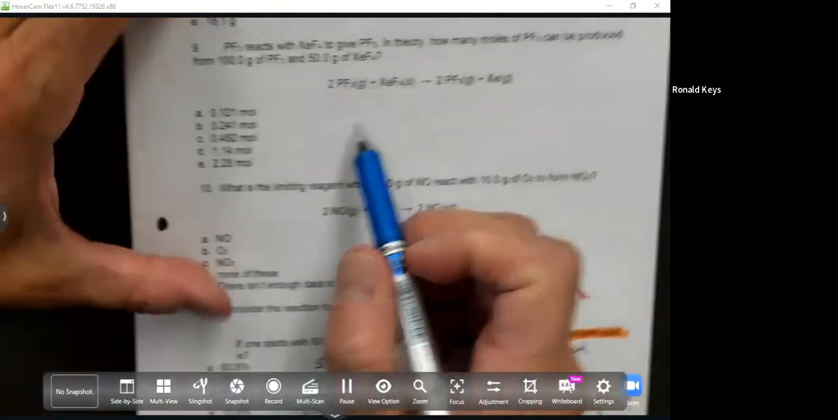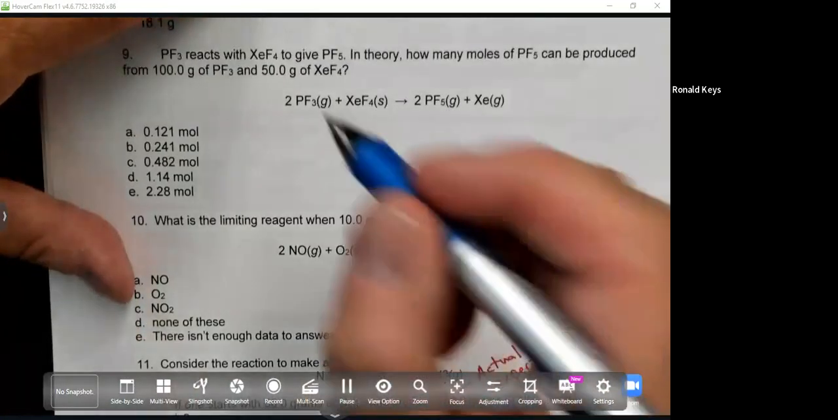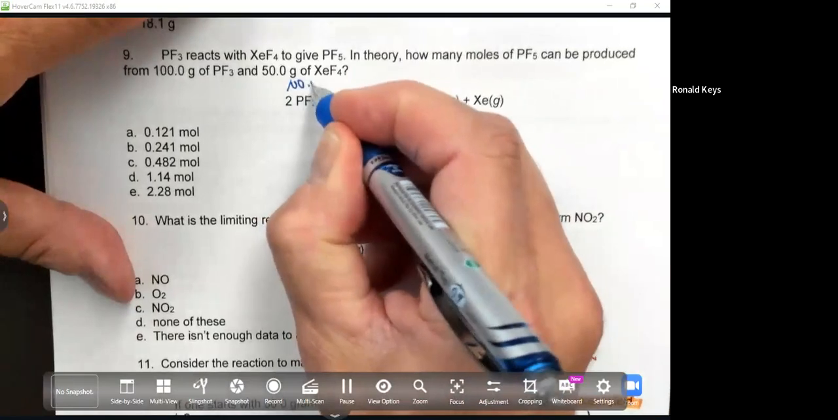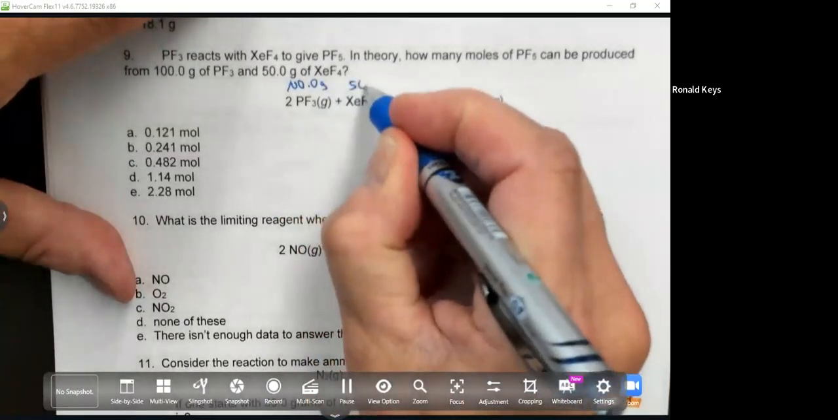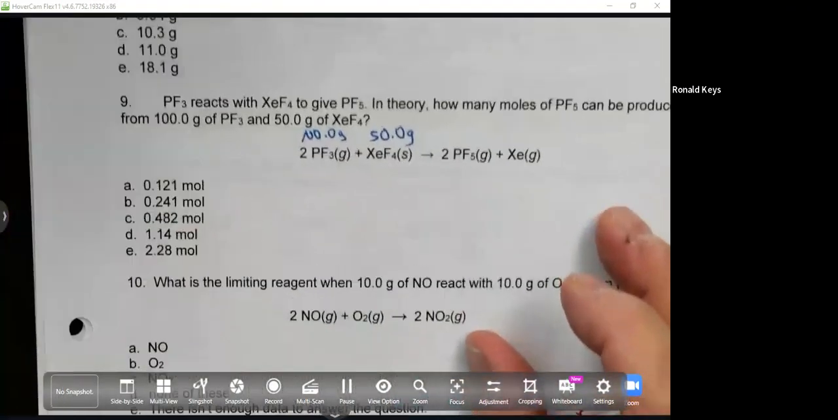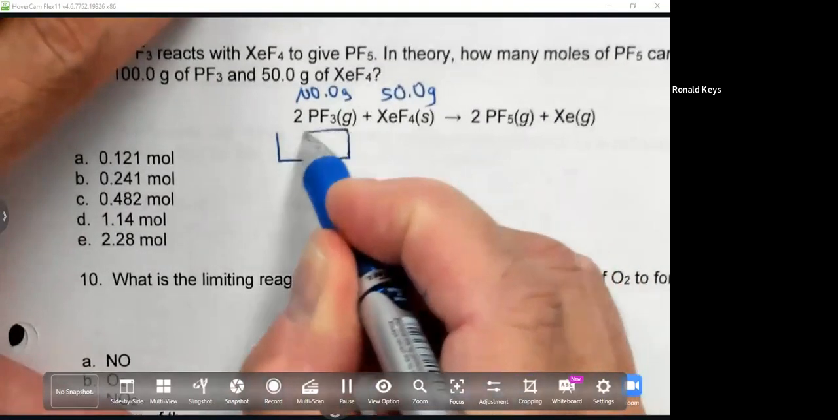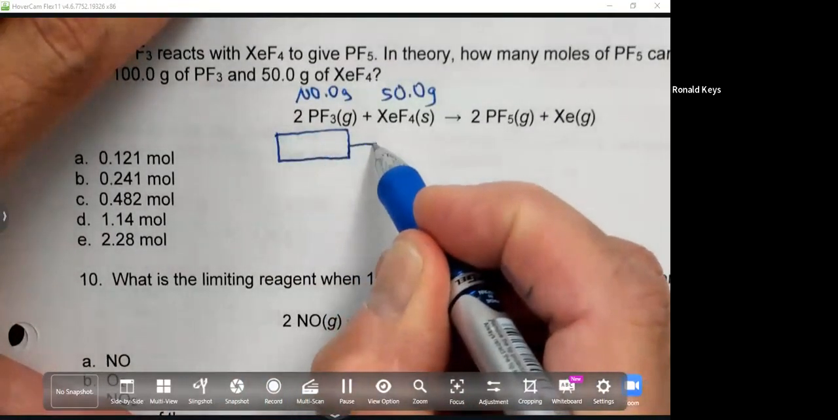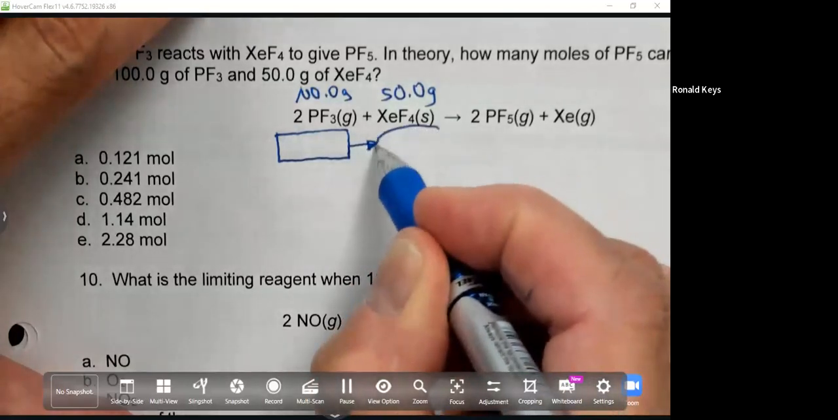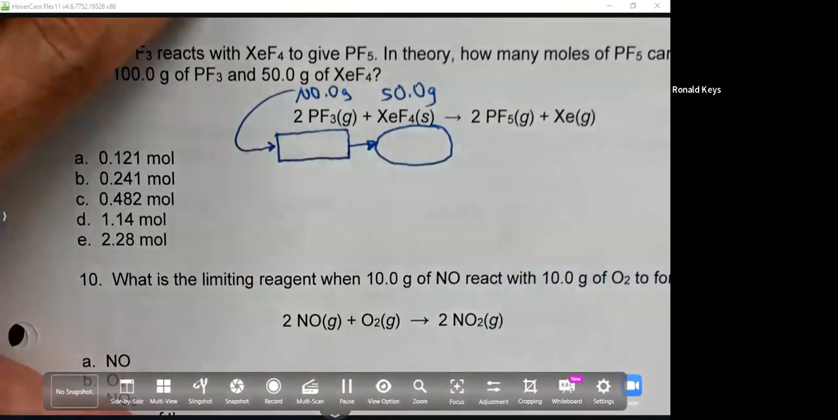9 and 11. All right, number 9, this is for sure a limiting problem. And we've got 100 grams here. We've got 50 grams here. We are going to figure out our moles of phosphorus trifluoride that we have. And that, of course, is going to come from there.